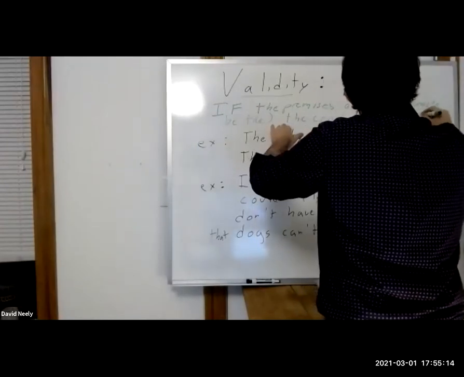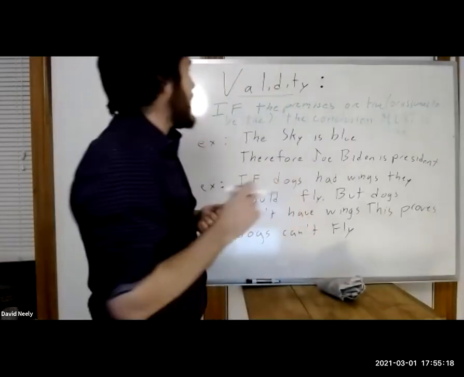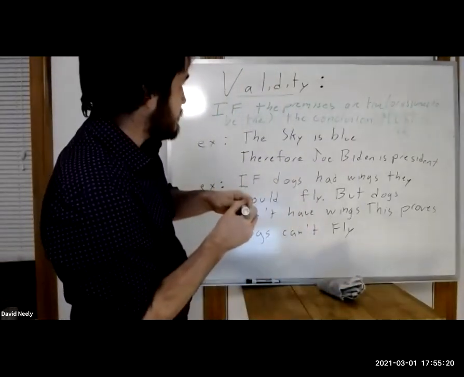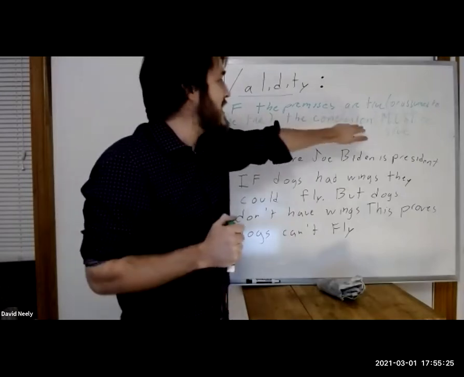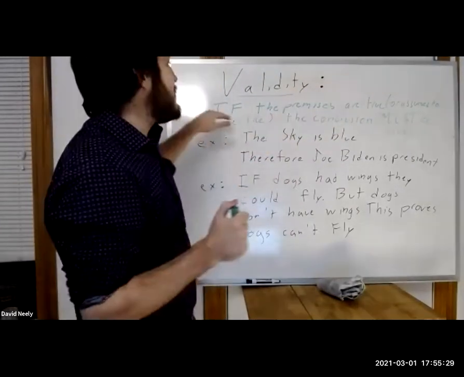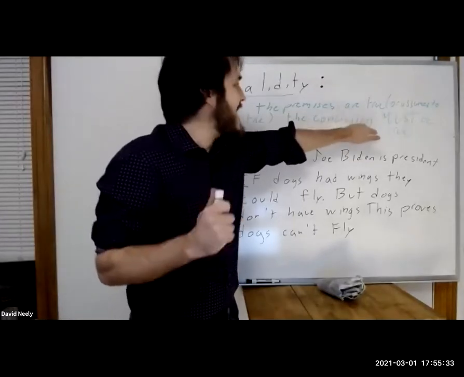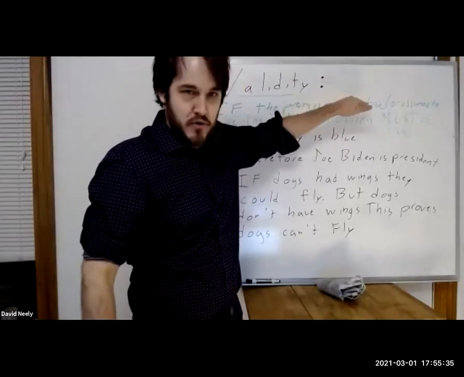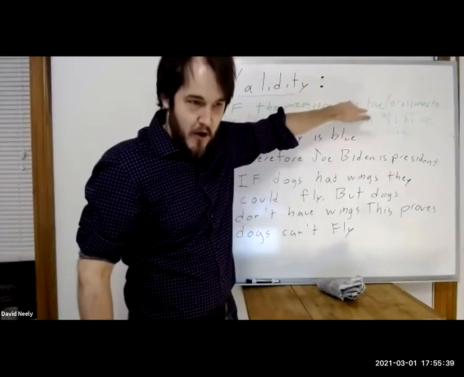must be true. Another way of saying that is, the conclusion cannot be false if the premises are true, or if the conclusion is false, then it cannot be the case that the premises are true. If the conclusion is false, at least one of the premises must be false.